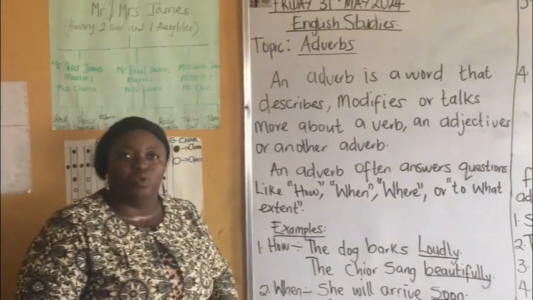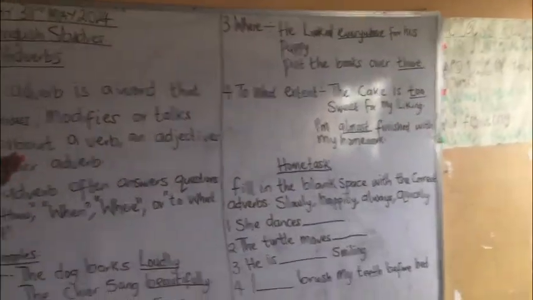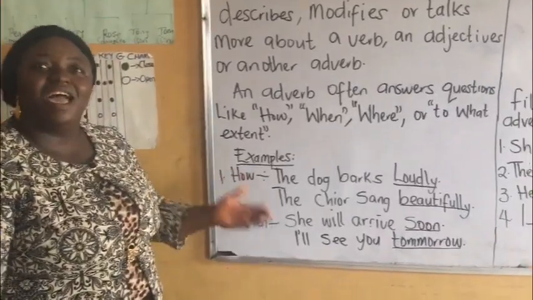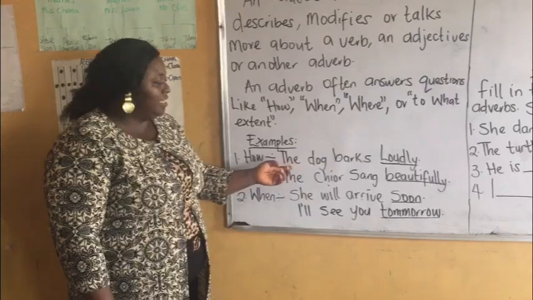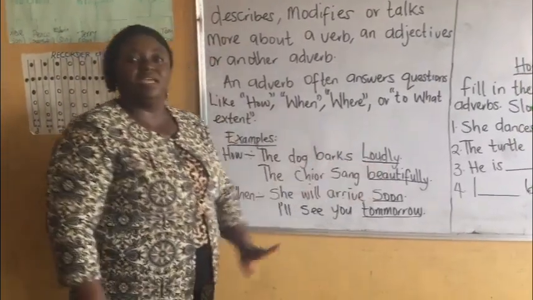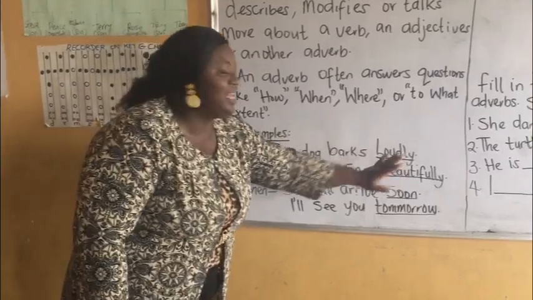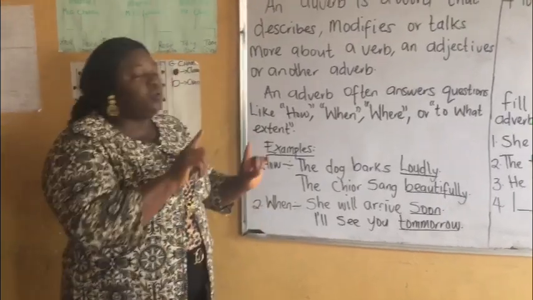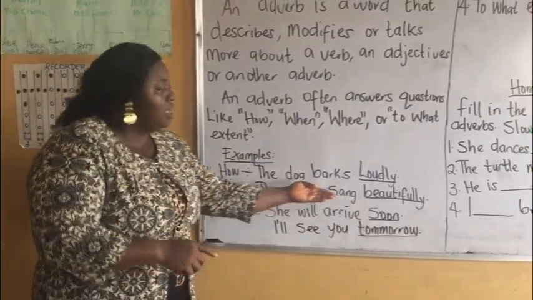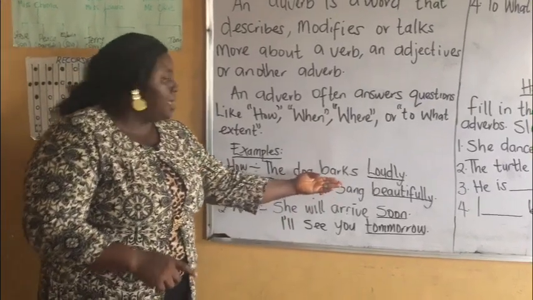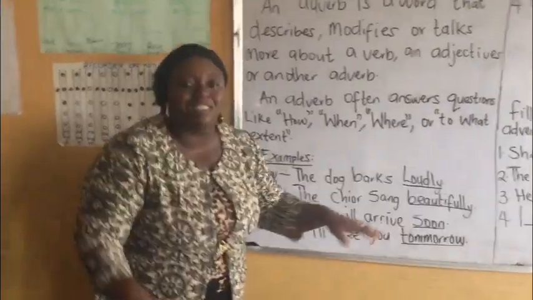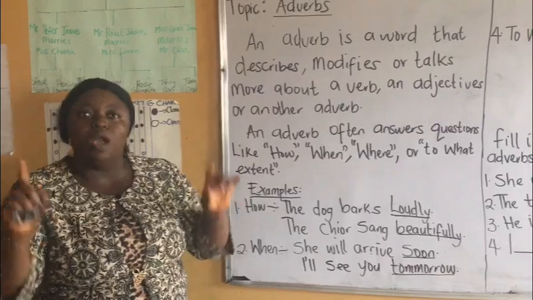Now let's give examples of how, when, where, and to what extent. Now let's give an example of how it happened. The dog barks loudly. Now we know dogs usually bark, but the loudly is actually modifying the verb. The verb here is barks. So the loudly is telling us to what extent the dog barked.